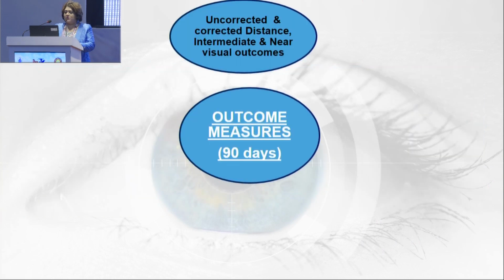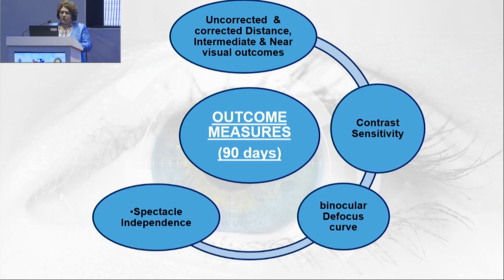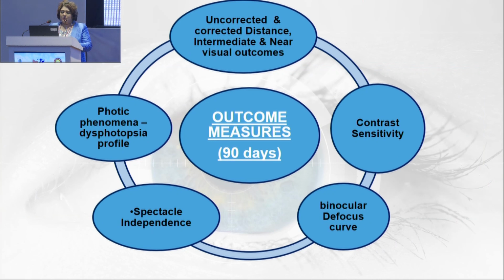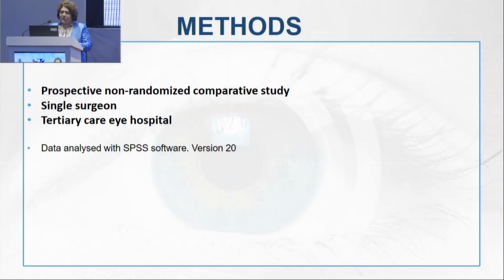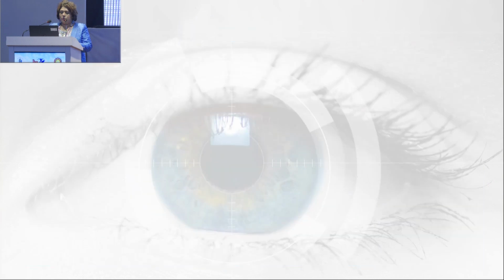The outcome measures were uncorrected and corrected distance, intermediate and near visual acuity, contrast sensitivity, binocular defocus curve, spectacle independence, and photic phenomenon. This is a prospective non-randomized comparative study, single surgeon, tertiary eye care hospital. Group 1 is the non-monovision group. Group 2 is the monovision group. Both groups have 40 eyes, 20 patients. The first group has bilateral monofocal plus IOL with intended emmetropia, IC-BOO. The second group has bilateral monofocal plus IOL with intended micromonovision in the non-dominant eye, IC-BOO only.